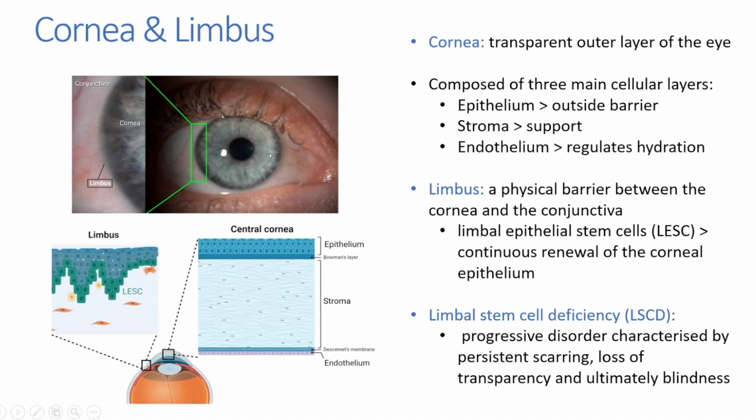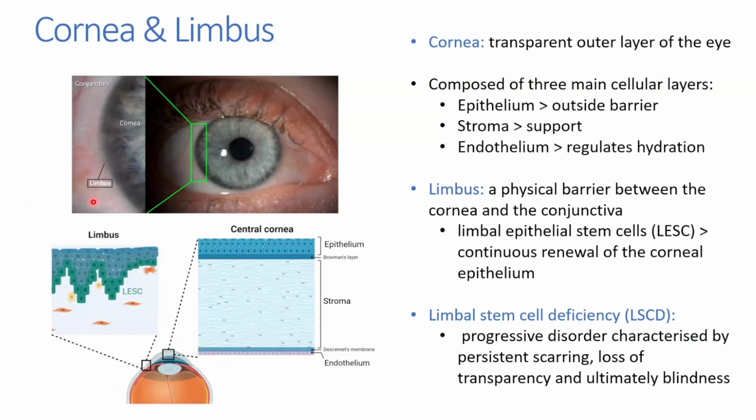When we look at the central cornea and cut through, we see three main cell layers. We see the epithelium, which is a very compacted cell layer at the very outside and really is the barrier from all the aggressions from the outside. We have the stroma, which is the thicker part, which provides support. And then we have the endothelium, which is a very thin monolayer at the inside. This is mostly for hydration, so it regulates the levels of water coming in and out.